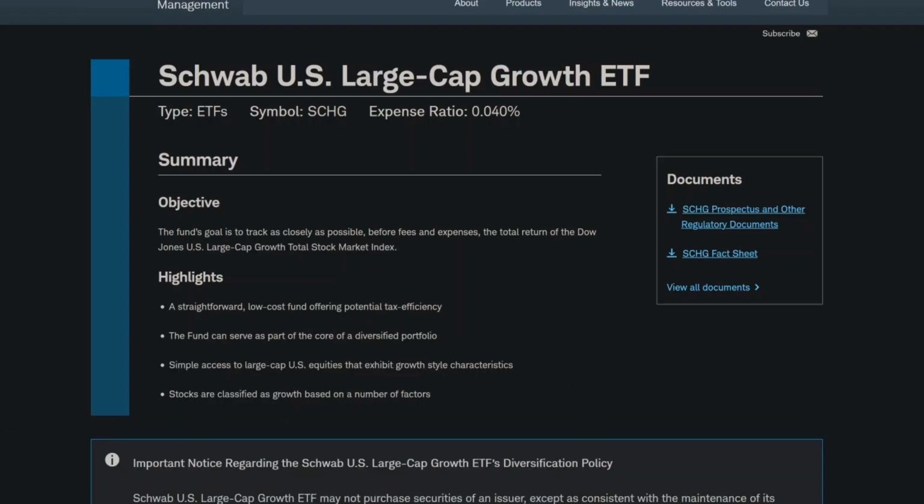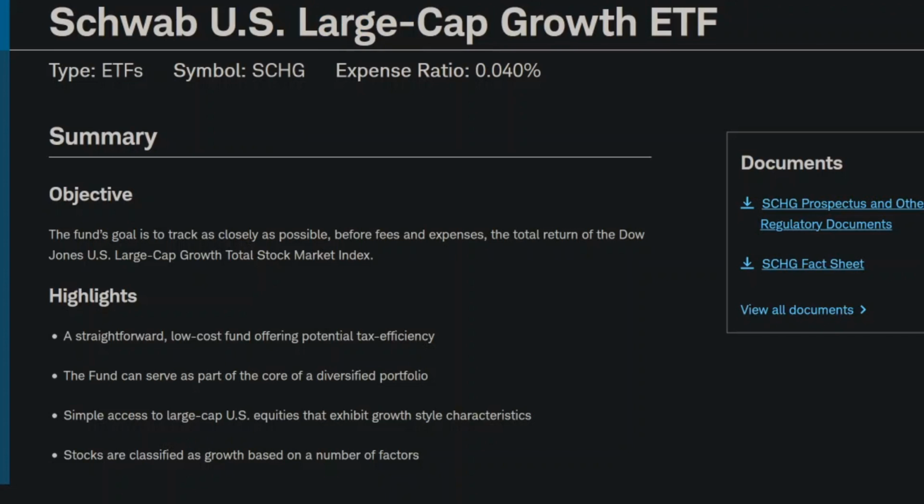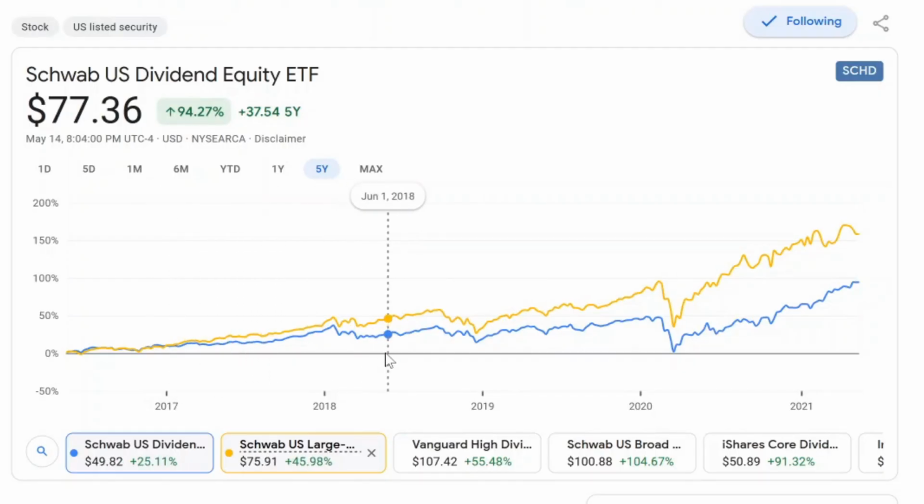Another one with growth, this is the same exact thing, but focusing on growth. It's SCHG. And the fund's objective is to track as closely as possible, before fees and expenses, the total return of the Dow Jones US Large Cap Growth Total Stock Market Index. The blue line is the dividend ETF, and the yellow-orange line is the growth ETF. And we can see how they perform. It's kind of exactly what you would expect.